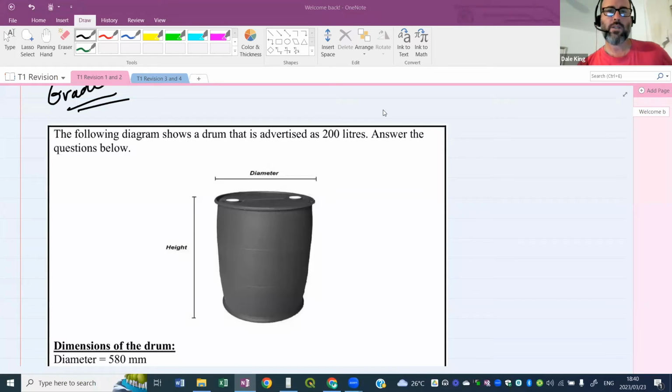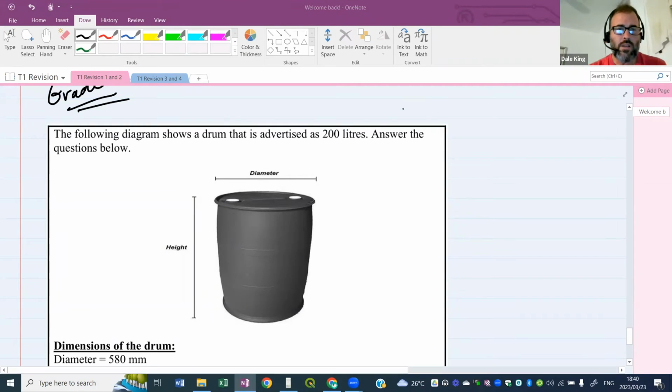All right, good. Cylinder again. Now, some of you might look at this and say, sir, this isn't a perfect cylinder. This is why on the cover page of all the exam papers, they say drawings are not necessarily to scale. So the drawing might not look exactly like a cylinder, but if it's a drum, it's a cylinder. Okay, so let's answer the questions below.